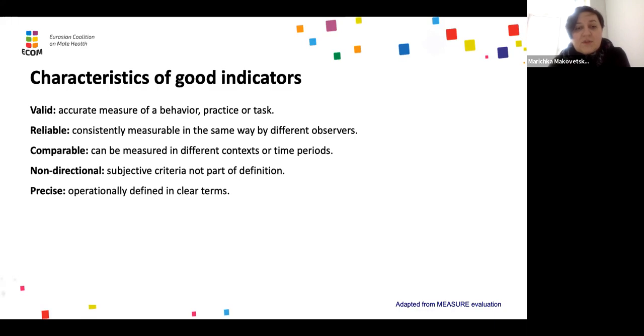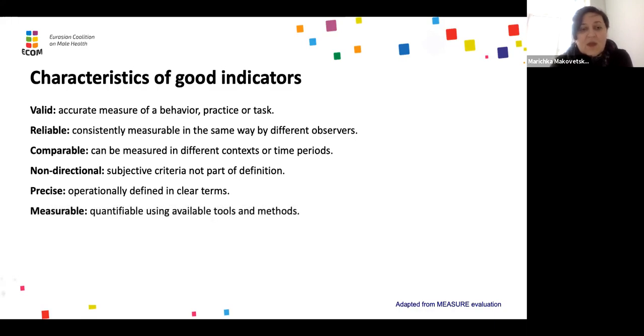Precise, operationally defined in clear terms. So we have been talking about that. Measurable, quantifiable using available tools and methods.